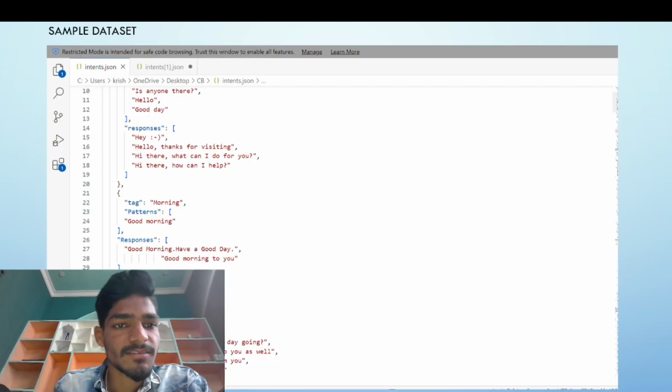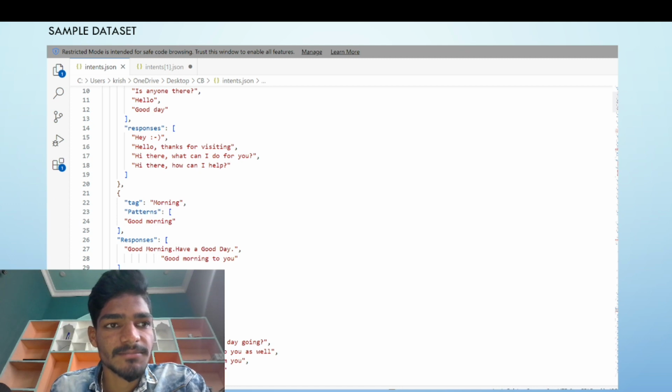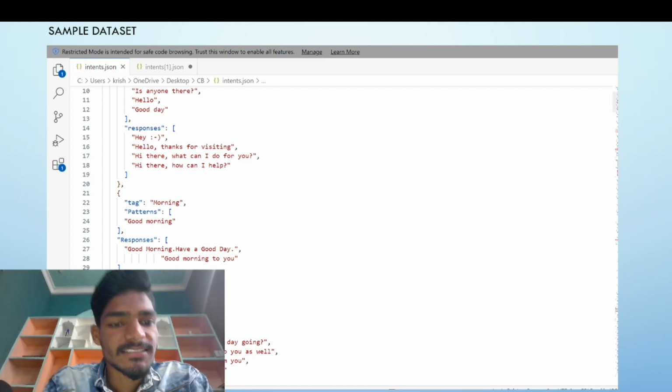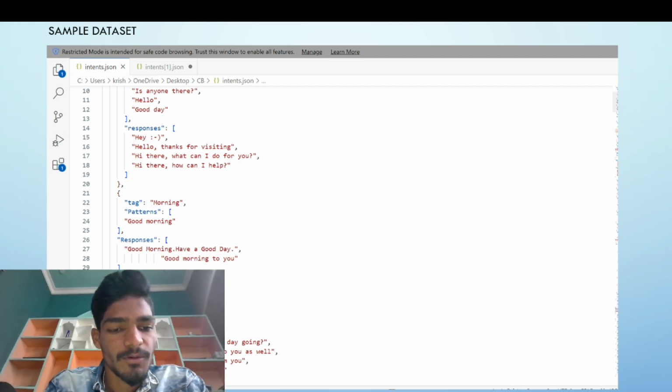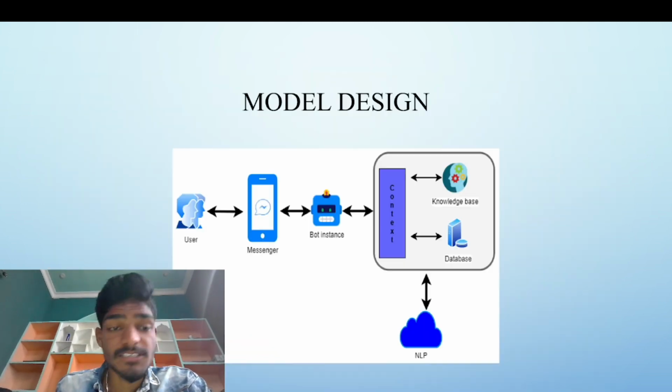And this is our JSON file for training the data. This is our sample data set for training the chatbot. It contains the tag, patterns, and responses. It identifies the tag as good morning. It says hello, good morning, have a good day. And according to the patterns, it gives the responses.